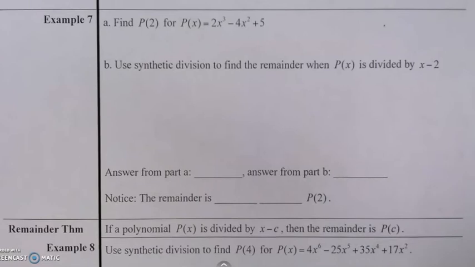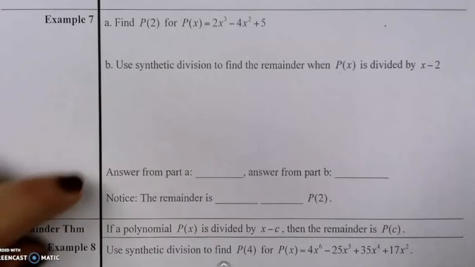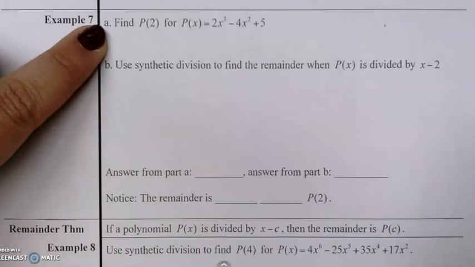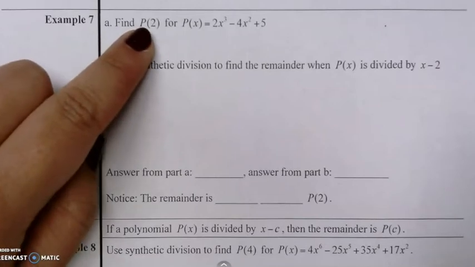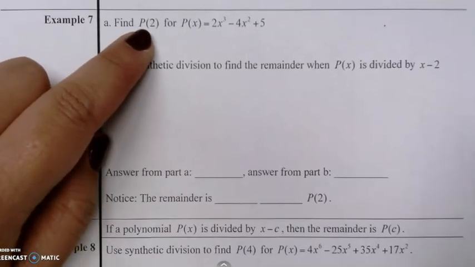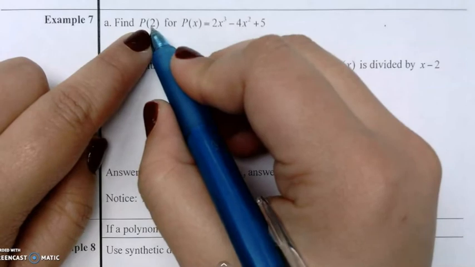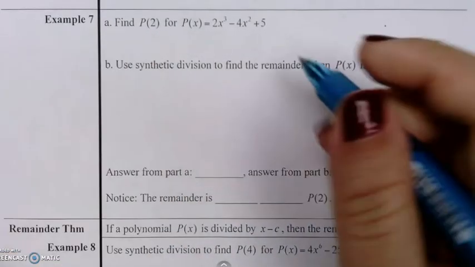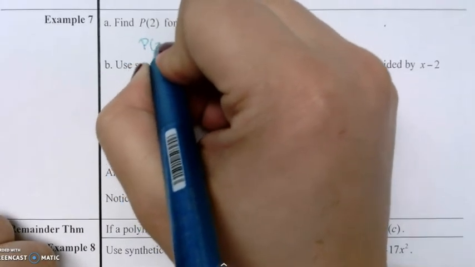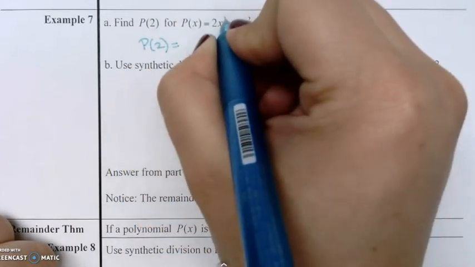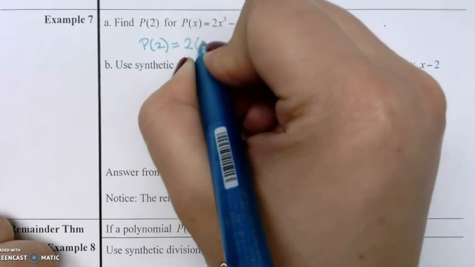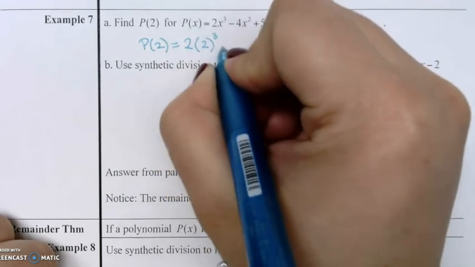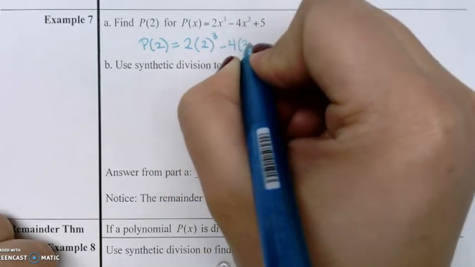If you finish the try this, we're moving on to example 7. For example 7, our first part is just finding p of 2. Now remember, p of 2, not p times 2, means that we're substituting 2 for everywhere that there was an x. So we're substituting 2 for x. To find p of 2, we find everywhere that there was an x, replace it with a 2, and follow the order of operations.